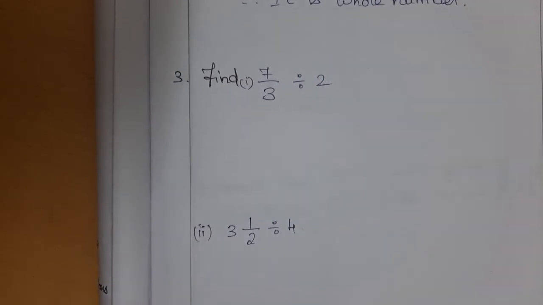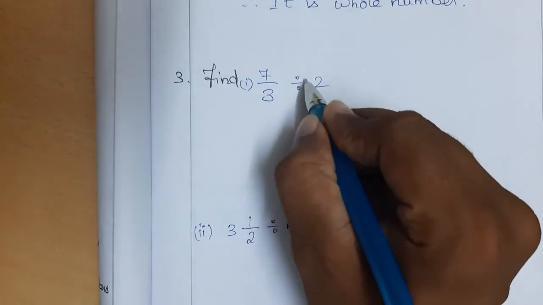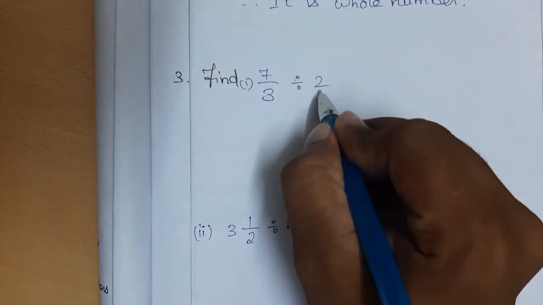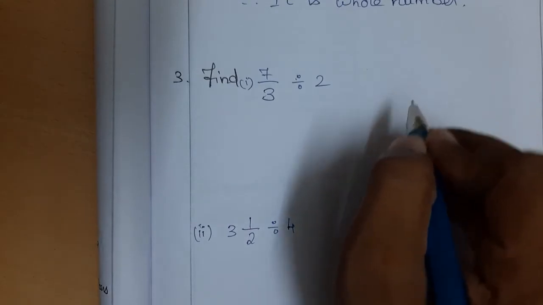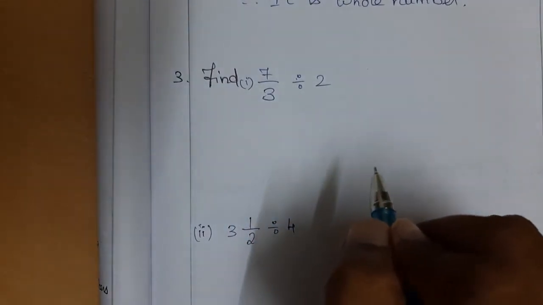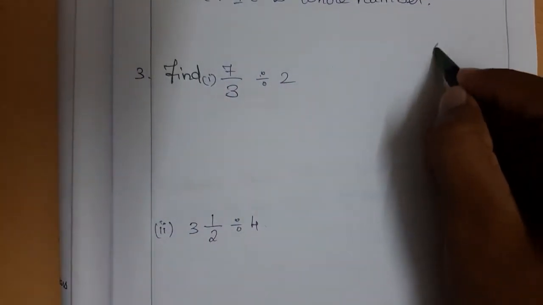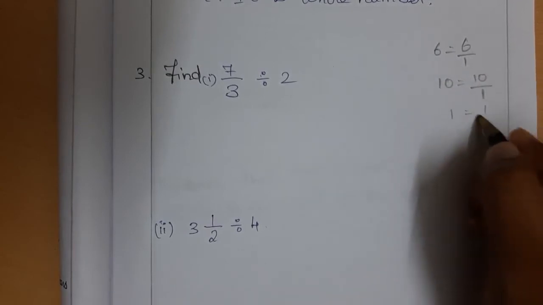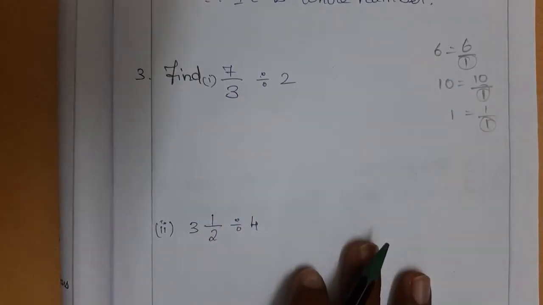Find 7 by 3 divided by 2. Right? We can change this division into multiplication, followed by changing the next fraction into the reciprocal. Whether the 2 is a fraction or a whole number? 2 is a whole number. Can we represent 2 as a fraction? Yes, 2 by 1. So any number we can represent as a fraction, right? See, 6 can be represented as 6 by 1, 10 as 10 by 1, 1 as 1 by 1. So we can apply 1 as the denominator and represent it as a fraction.